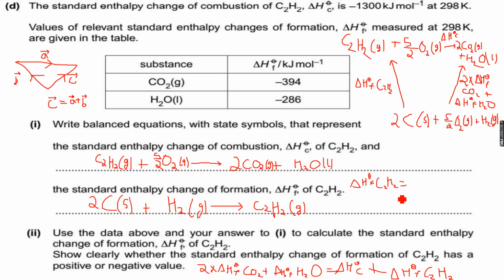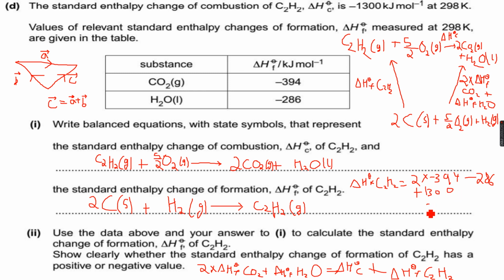is equal to, now let's start putting in the values, 2 times delta H naught F of CO2, which is 2 into minus 394, plus delta H naught F of H2O, which is minus 286, minus delta H naught C of C2H2, which is minus 1300. So minus minus will become plus, therefore plus 1300.